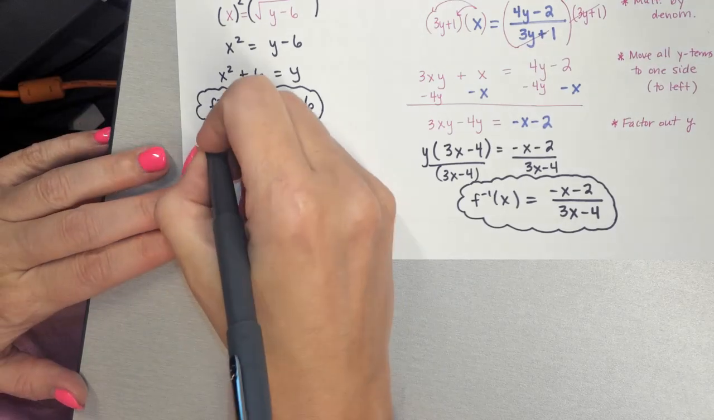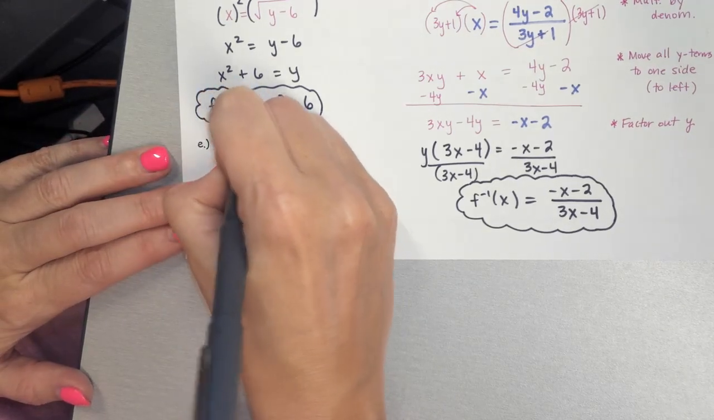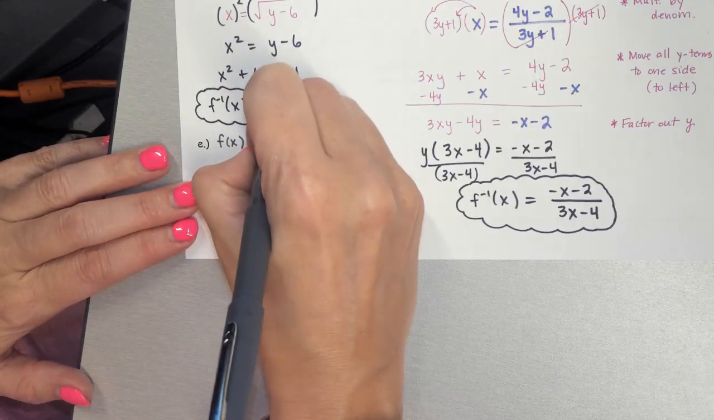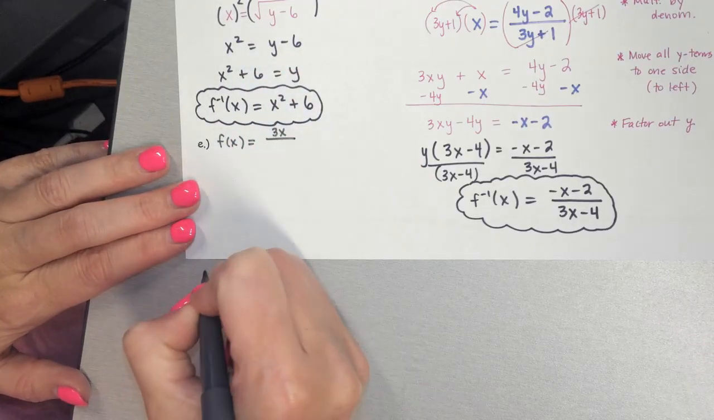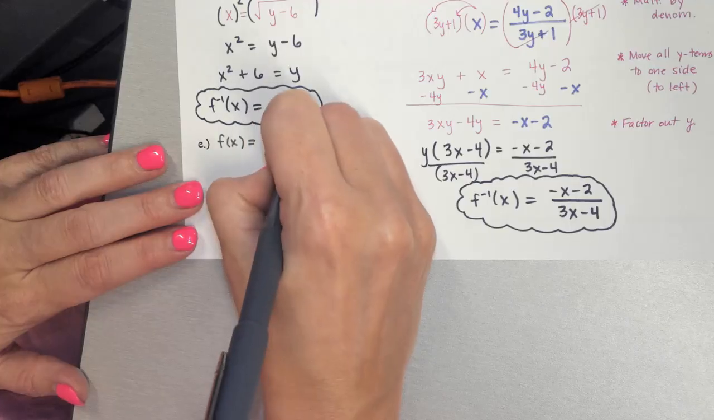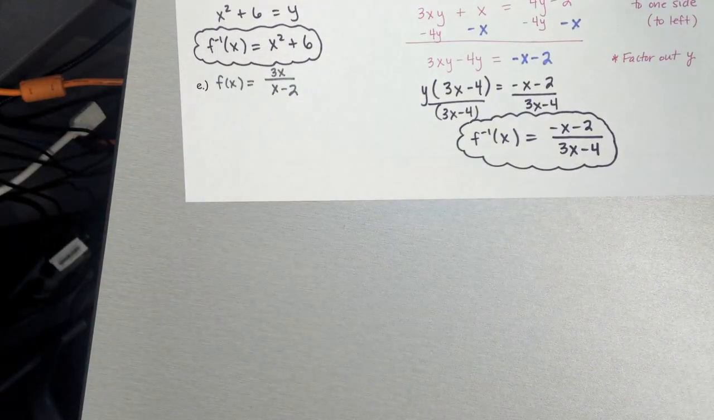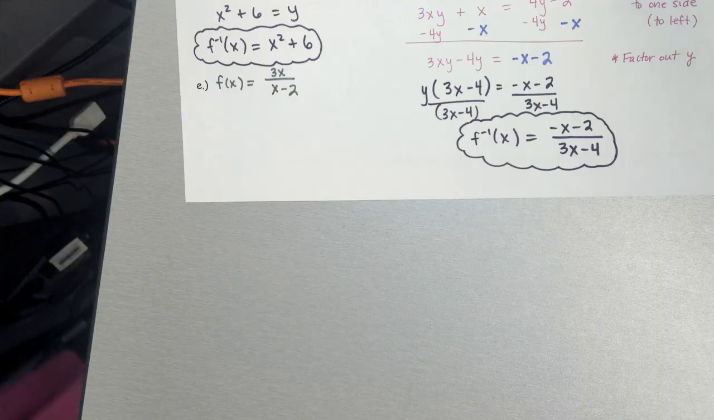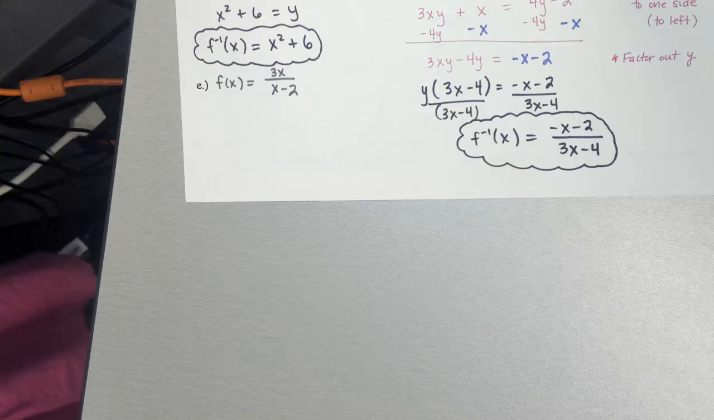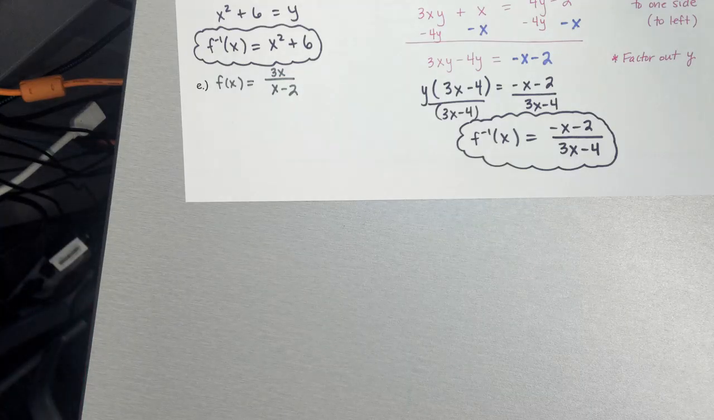Okay, so I want you guys to try that with part E. F of x equals 3x divided by x minus 2. Okay, so I'm going to give you a minute to do that. And it's okay if you try something and make a mistake. If you want to try it on scrap paper and then go back, you can.